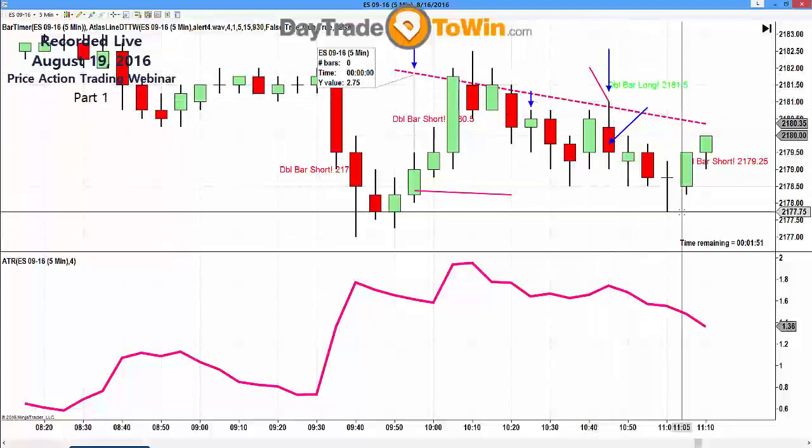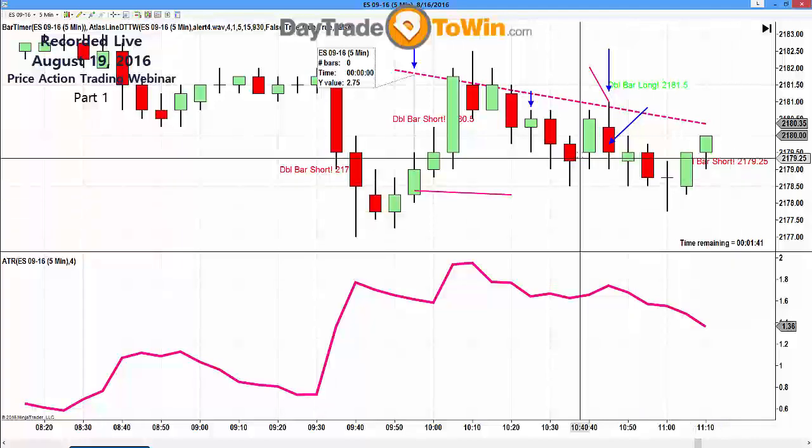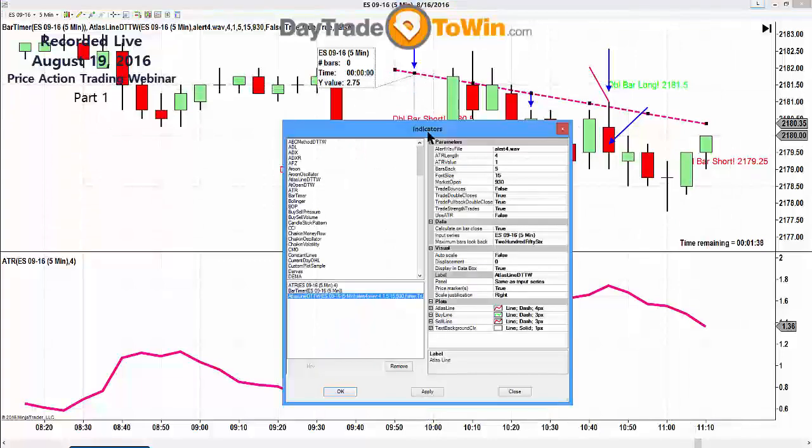The Atlas line is not a moving average. It's not a trend line. It's a support and resistance calculation. It's nothing to do with optimization. As a matter of fact, the best thing about it is there's no values to optimize. The only value you have to stick in is, when does the market open?